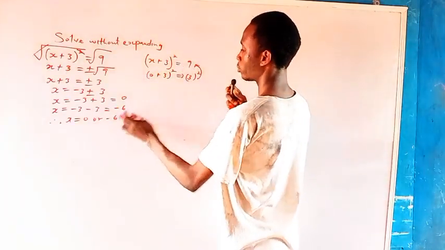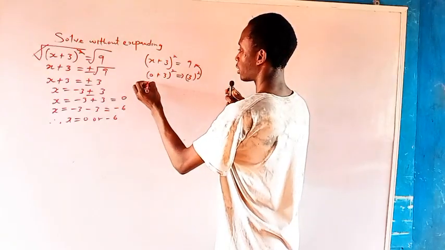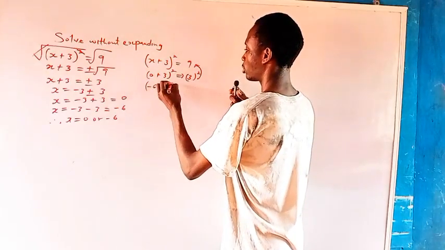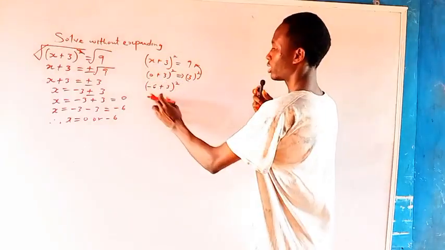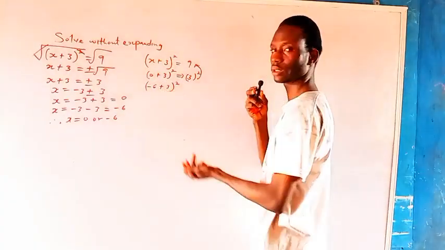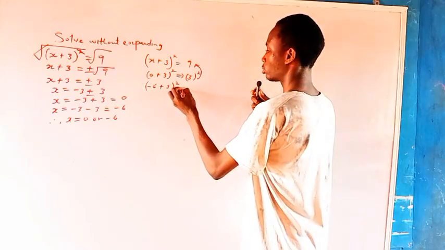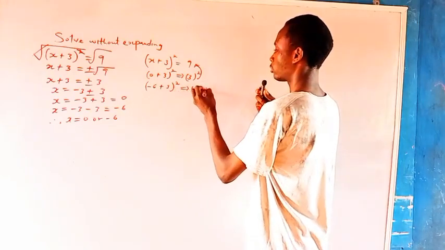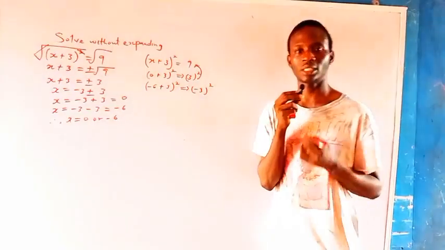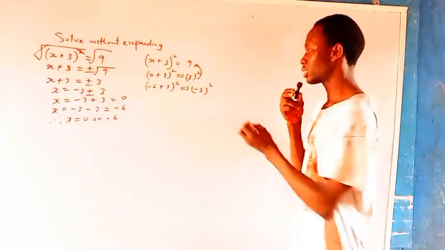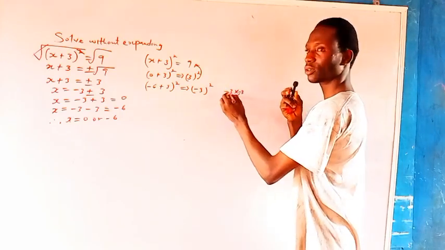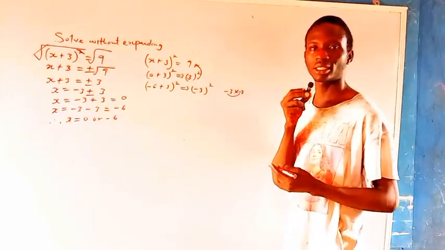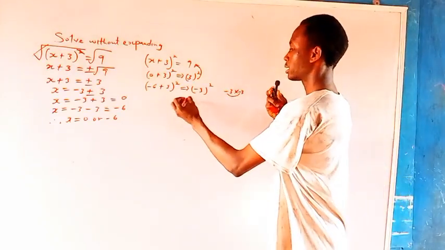Now let's look for the second one. When x is now -6, that shows I'm going to have (-6 + 3)². And then let's see if this is equals to 9 now. -6 + 3, that's equals to -3. So I'm going to have this to be (-3)². Since -3 is raised to the power of 2, that means I'm going to have -3 multiplied by -3. And then minus times minus, that's plus. And then 3 multiplied by 3, that's 9.